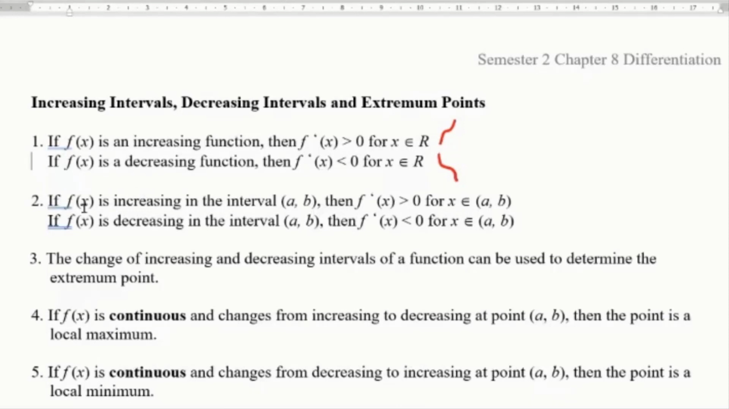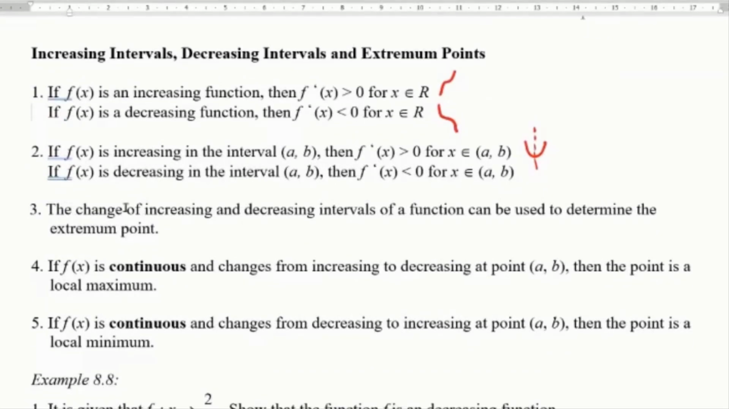Then number 2, if f(x) is increasing in a certain interval only, then when you differentiate, the function will increase at a certain interval and decrease at a certain interval. For example, like this. A certain interval means on the left-hand side the function is decreasing, the right-hand side is increasing. Half only.